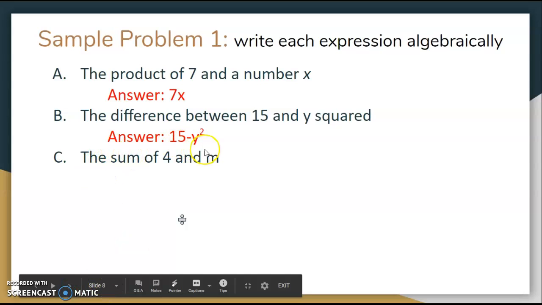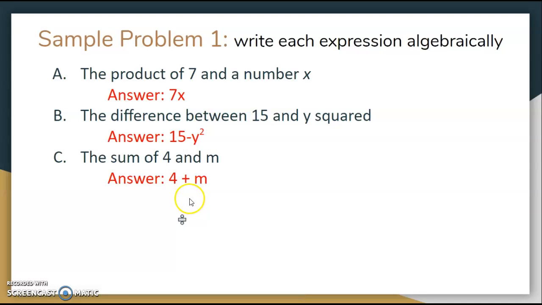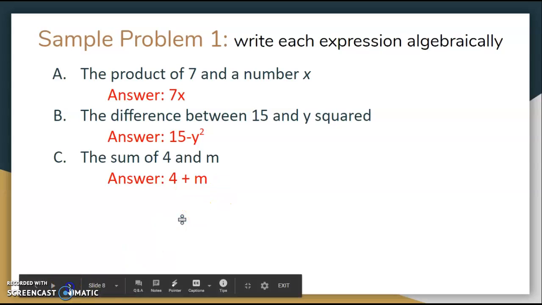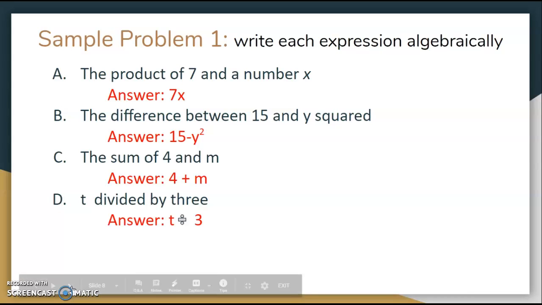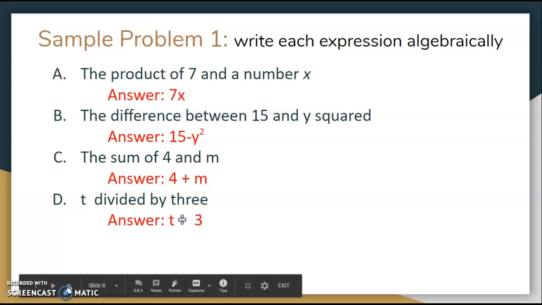The sum of 4 and m. So sum means add, so you have 4 plus m. T divided by 3. So divided by obviously means divide, so t divided by 3. Again, the t has to go before the 3 because you're dividing t by 3, not 3 by t.